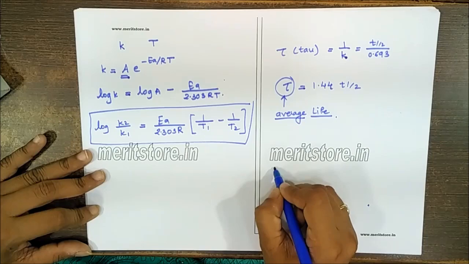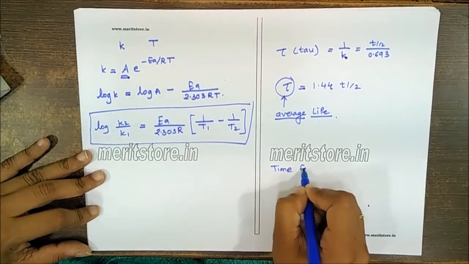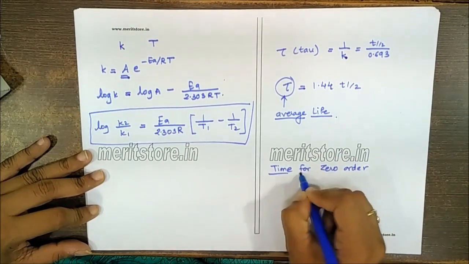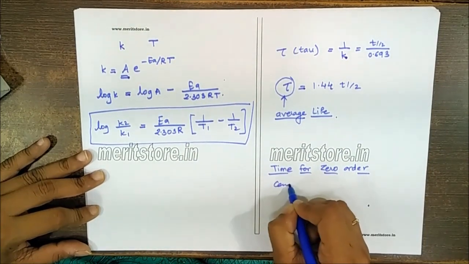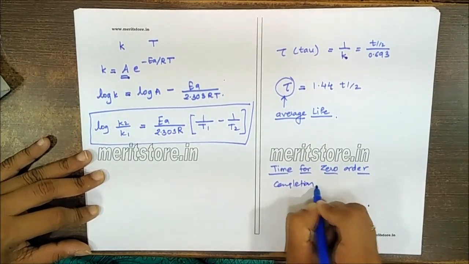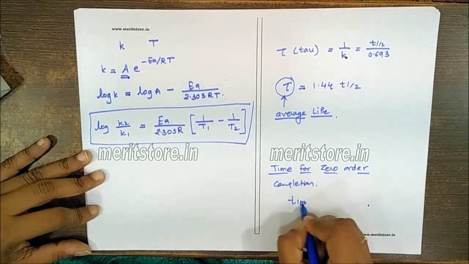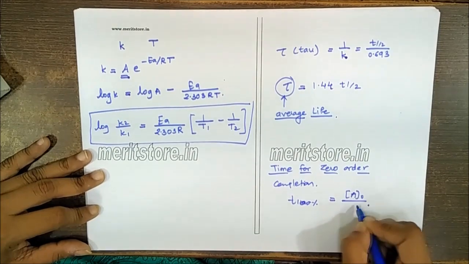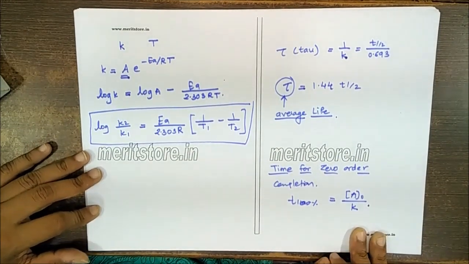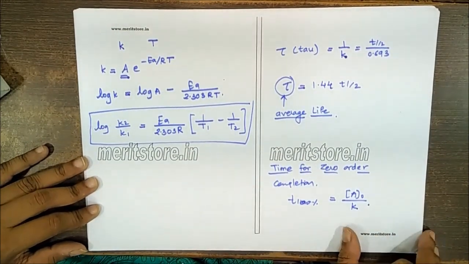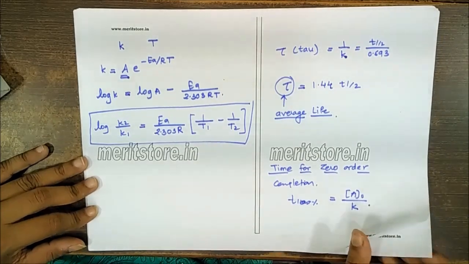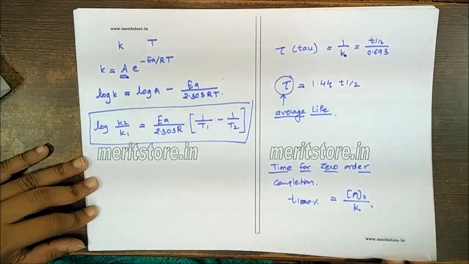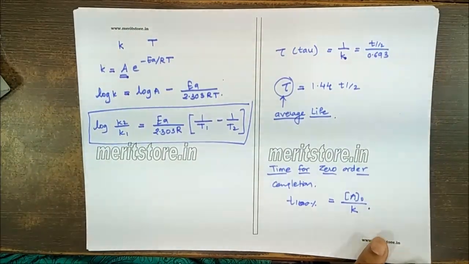Also, we have to remember the time for a zero order reaction to get completed. The time taken for the completion of a zero order reaction, that is T 100%, is always equal to the concentration of A0 upon K. So these are the extra formulas we need for miscellaneous numericals or problems. We can just remember these formulas.